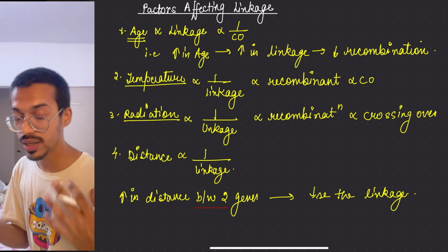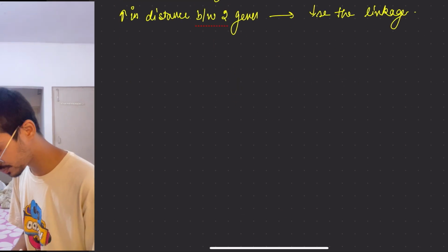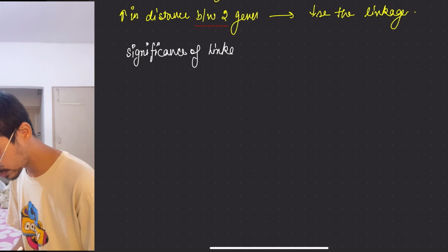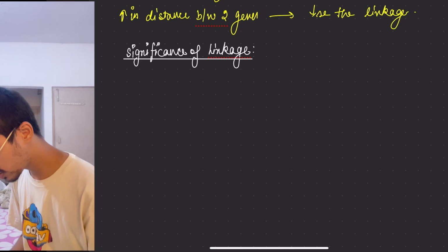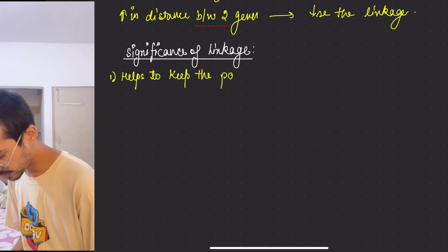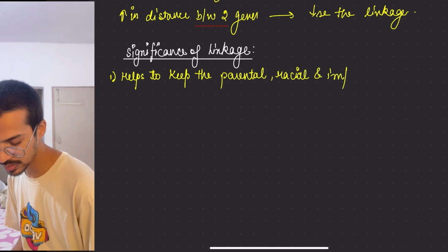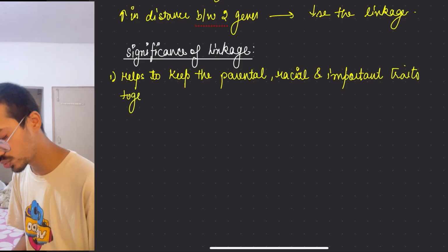Okay, with this you have to understand certain other facts also. So the next point is, what is the significance of linkage? The significance of linkage is that it helps to keep the parental, racial and important traits together, because they are not being diluted into the next.